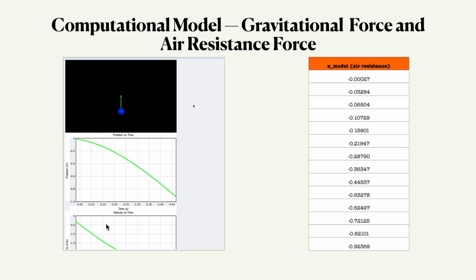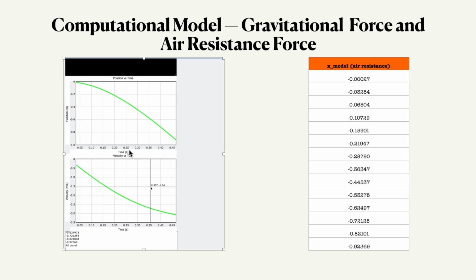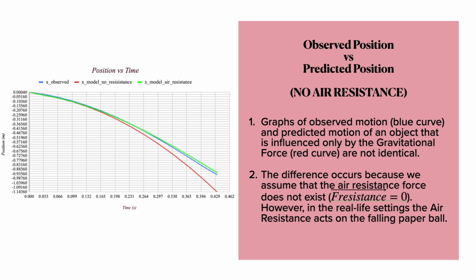After running the program, I observed a 3D motion of my model and analyzed two graphs: position versus time and velocity versus time. I also created a table with predicted values of time and position. Finally, I created a chart with 3 lines that represent 3 functions: observed position function of time, predicted position function of time for a motion without air resistance, and predicted position function of time for a motion with air resistance.